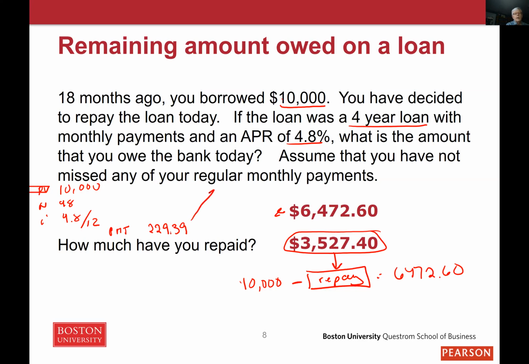And now we're going to find the present value when there are 30 payments left, because it was a 48 payment loan. It started 18 months ago, which means there's 30 left now. So change N to 30, leave everything else the same. And when you solve for present value, you'll get that.